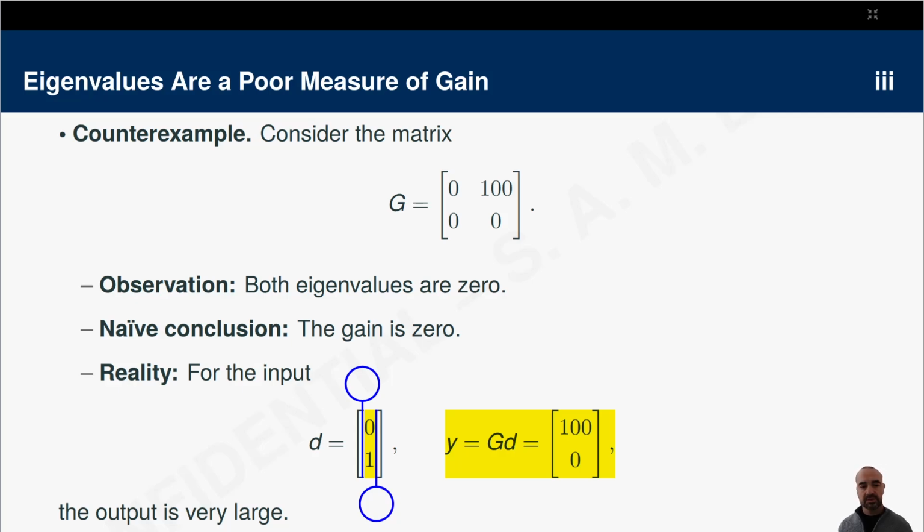So eigenvalues essentially are telling us nothing happens, but this conclusion that the eigenvalues tell us everything is wrong. This conclusion is disastrously incorrect. It's far from correct and far from the actual response of the system.